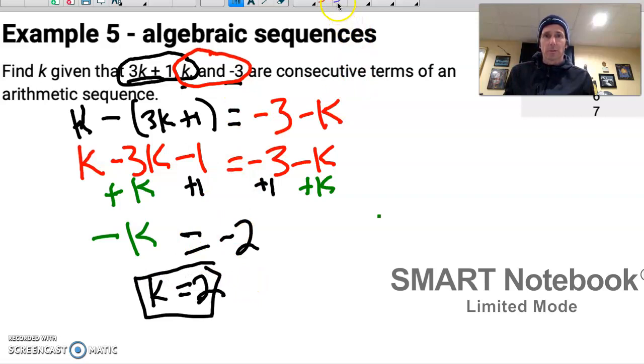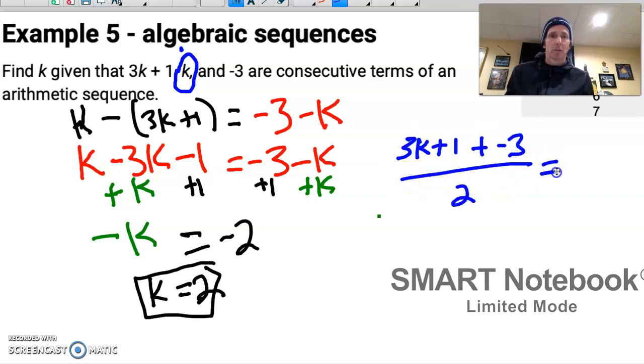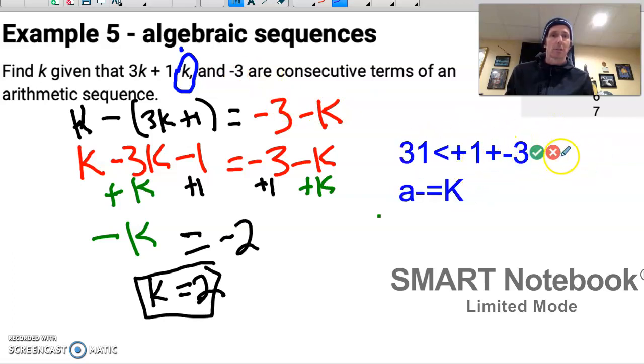And I can also do this using that idea that we talked about before, and that is that this middle term, okay, hold on, this is going to be a little bit messy up here. Get rid of all that stuff, come back up here with my blue pen, because I keep forgetting I have that blue pen. This middle term right here has to be the average of the other two terms. So if I were to average 3k plus 1 plus negative 3, that means I have to divide them by 2. That should equal the middle term of k. So that should be the average of the two extreme terms in this consecutive case.